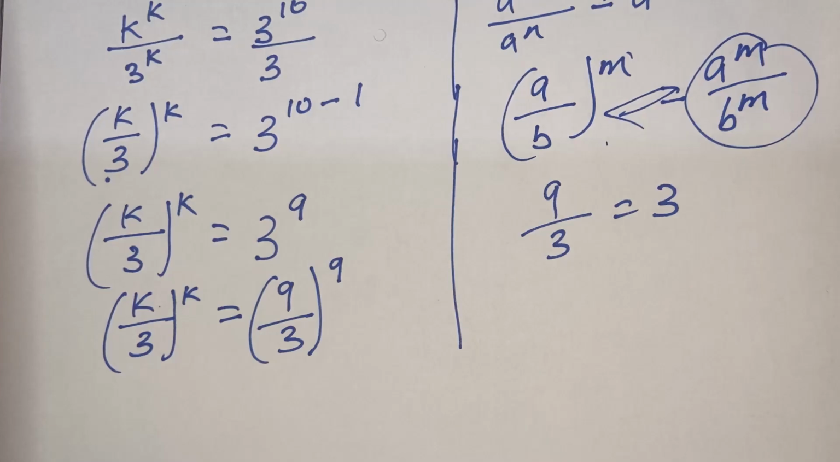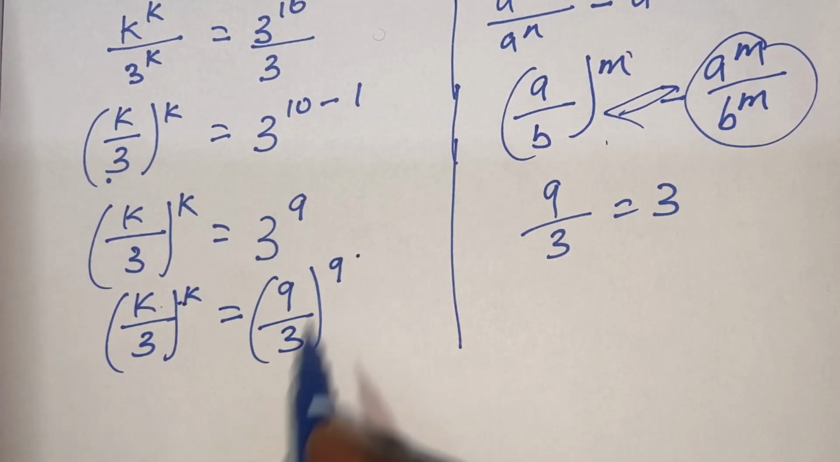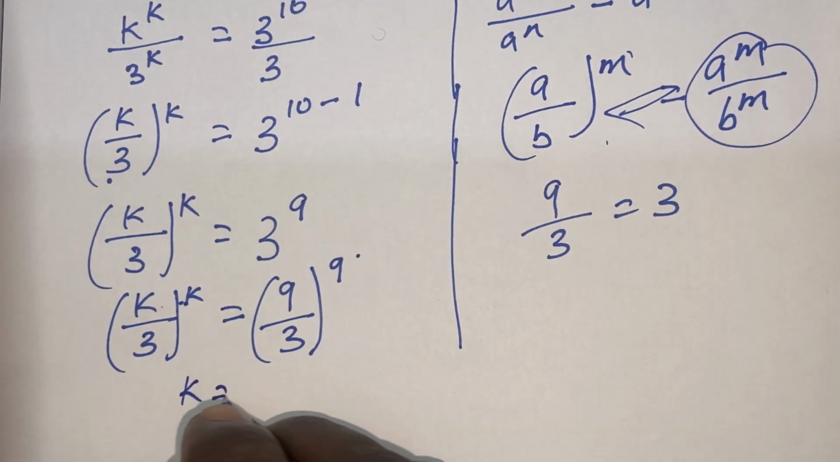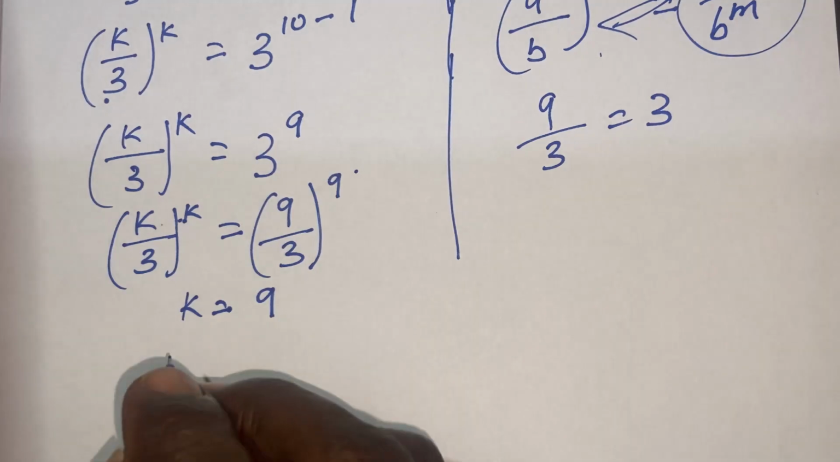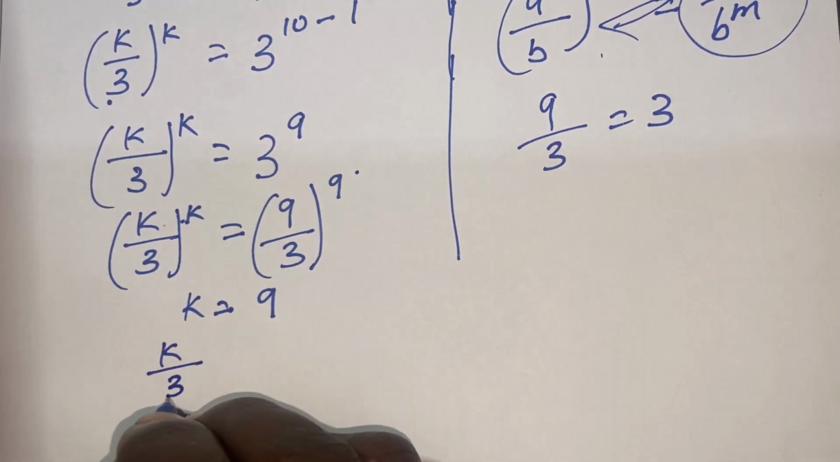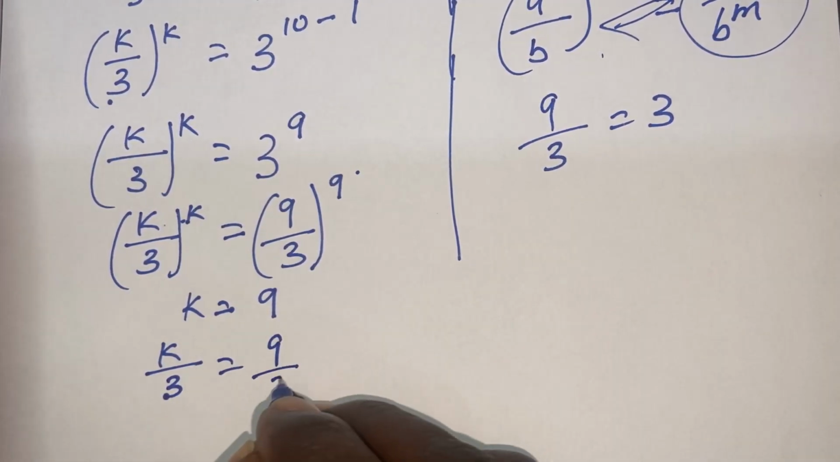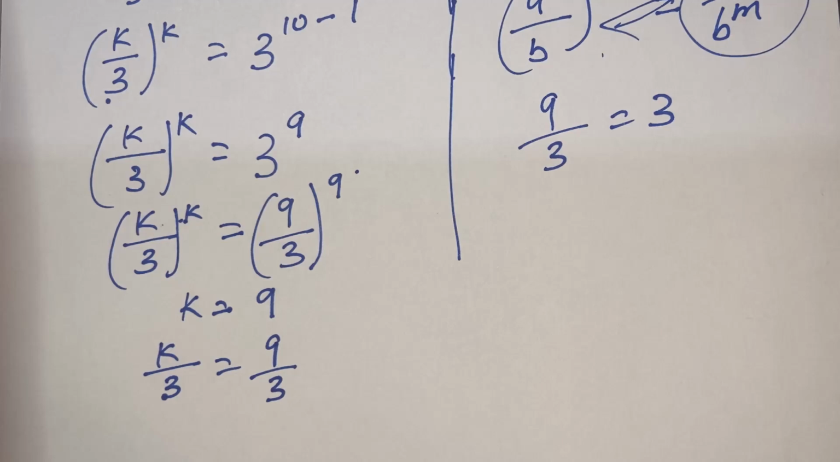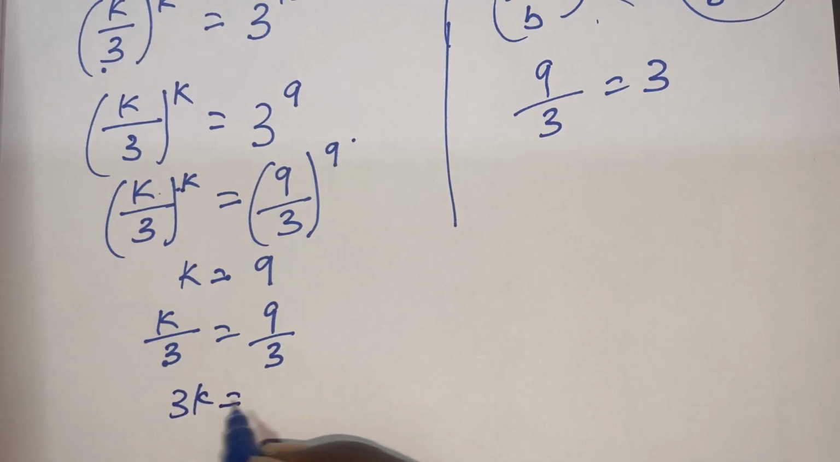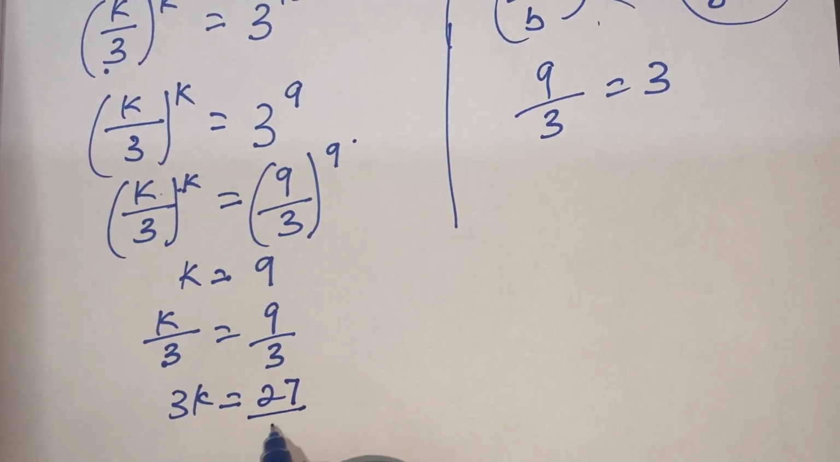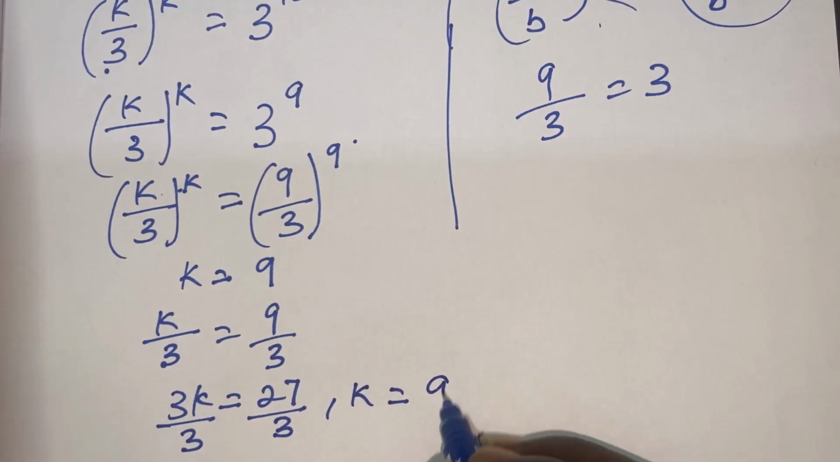Let's compare our left-hand side with the right-hand side. Now, if you are comparing the exponent, you can say that k is equal to 9. If we are comparing the bases, I have k over 3 is equal to 9 over 3. Now, solving for k in this equation, this is going to give us 3k is equal to 27 over 3 over 3. Then our k is equal to 9.